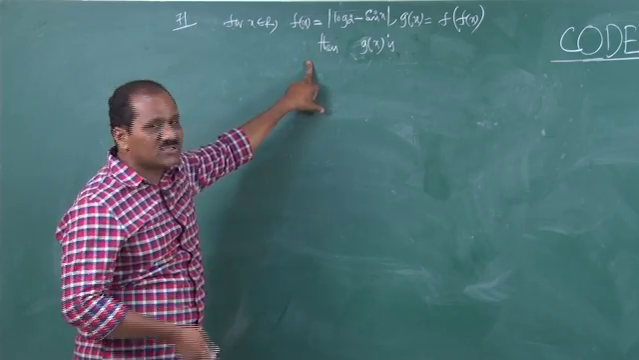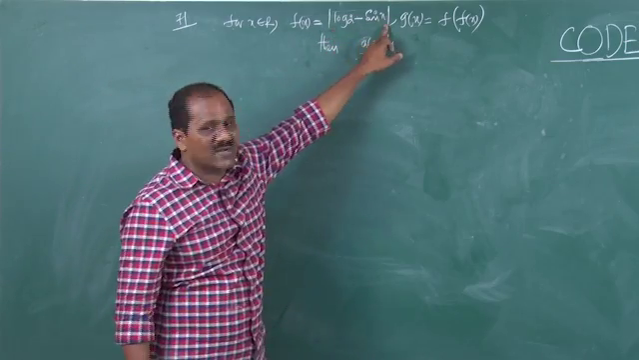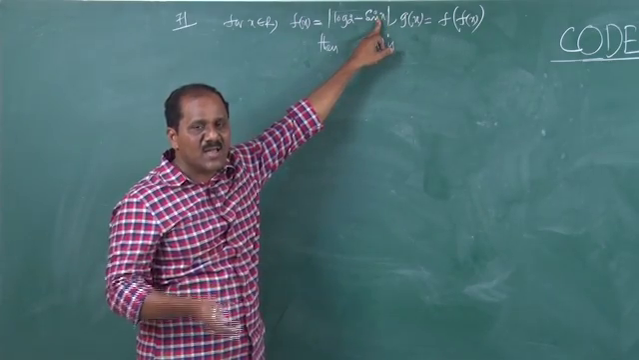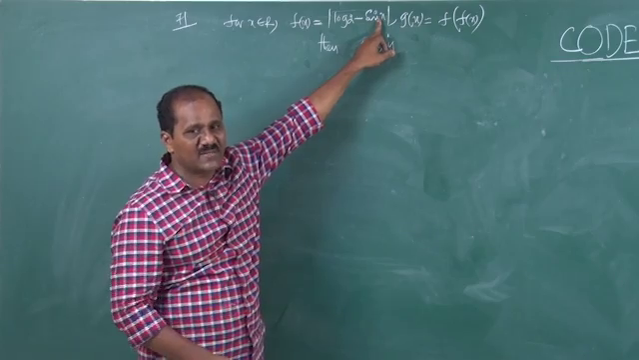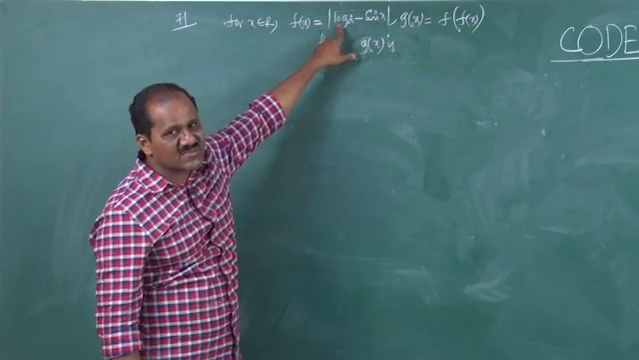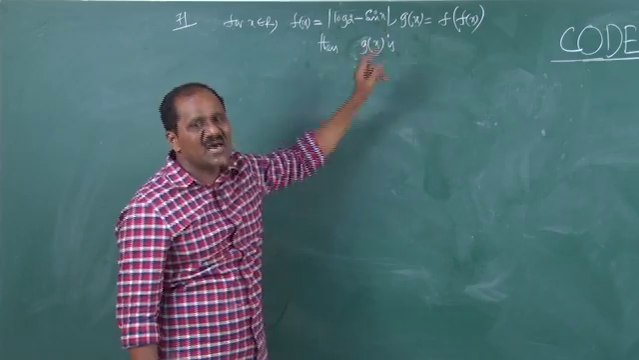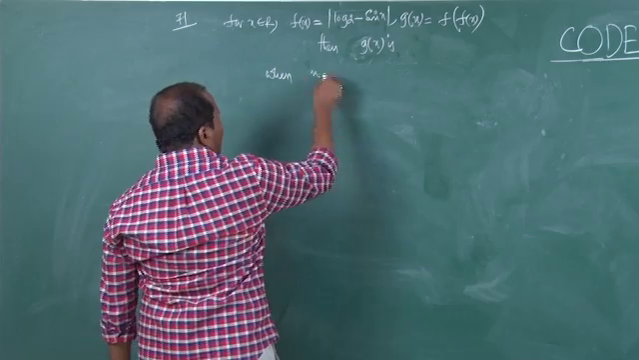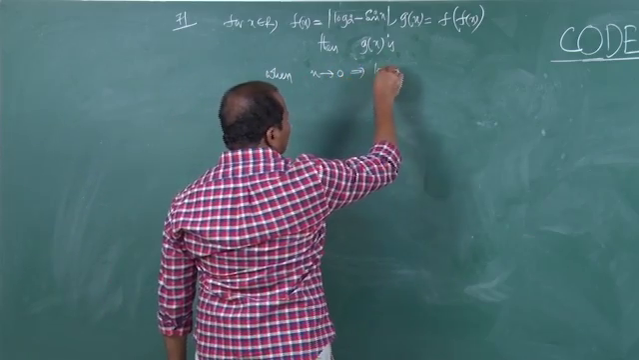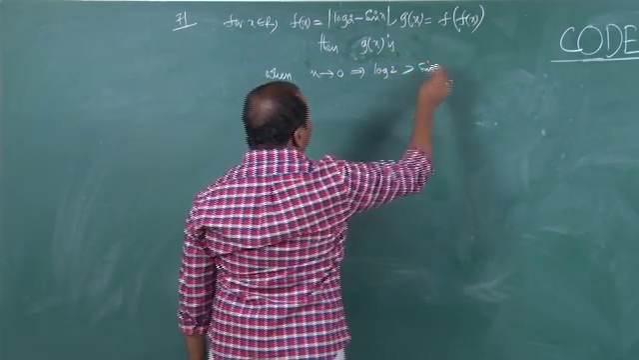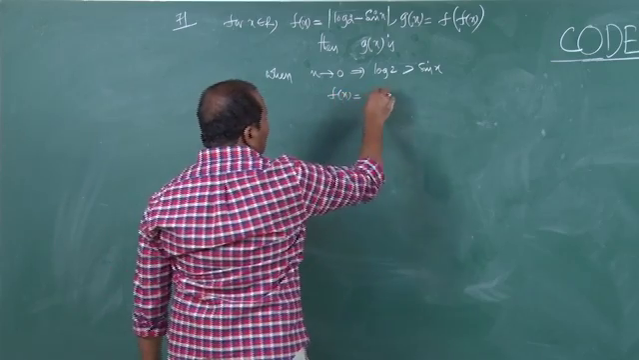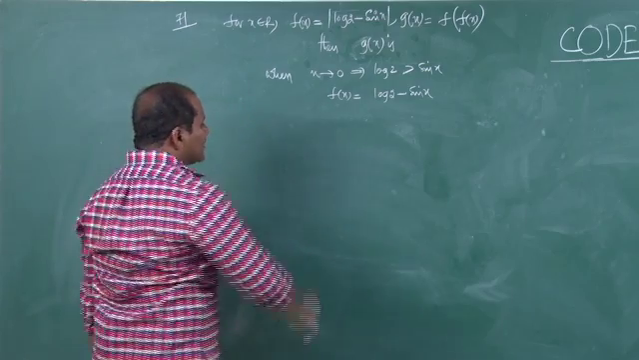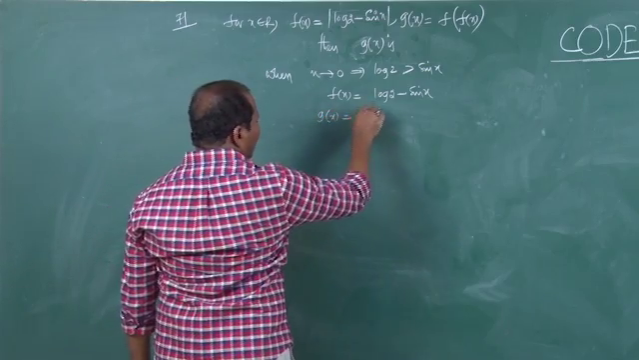Surrounding 0, you can observe that in log 2 minus sin x, when x approaches 0, sin x slightly approaches 0 plus or 0 minus, this is log 2. Obviously log 2 minus sin x is always positive. So when x tends to 0, log 2 is greater than sin x, hence f of x is equal to log 2 minus sin x, this is our f of x, and g of x is equal to f of x.